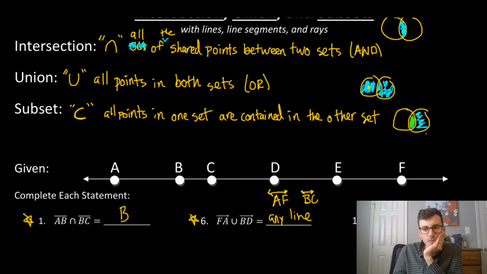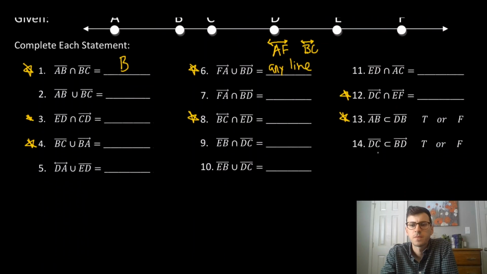But, yeah, it's contained in that circle. So all the points in there are in that circle. It's a subset. So let's look at a true-false example for subsets.